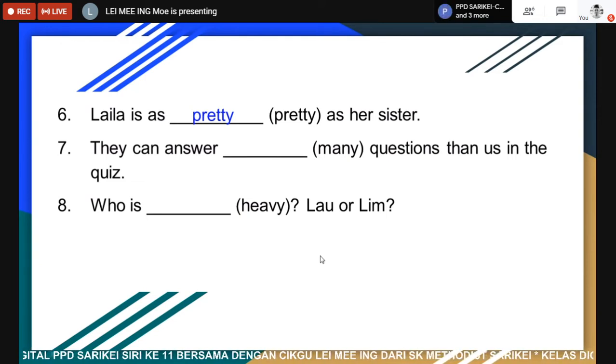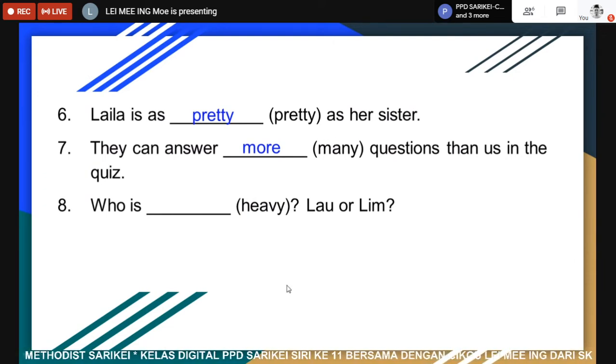5, 4, 3, 2, and 1. Alright, so the answer is more. This is a comparative form. So just now, many, more, and most. So the answer is more. It is not better, because better is the comparative for good. The adjective I give here is many.